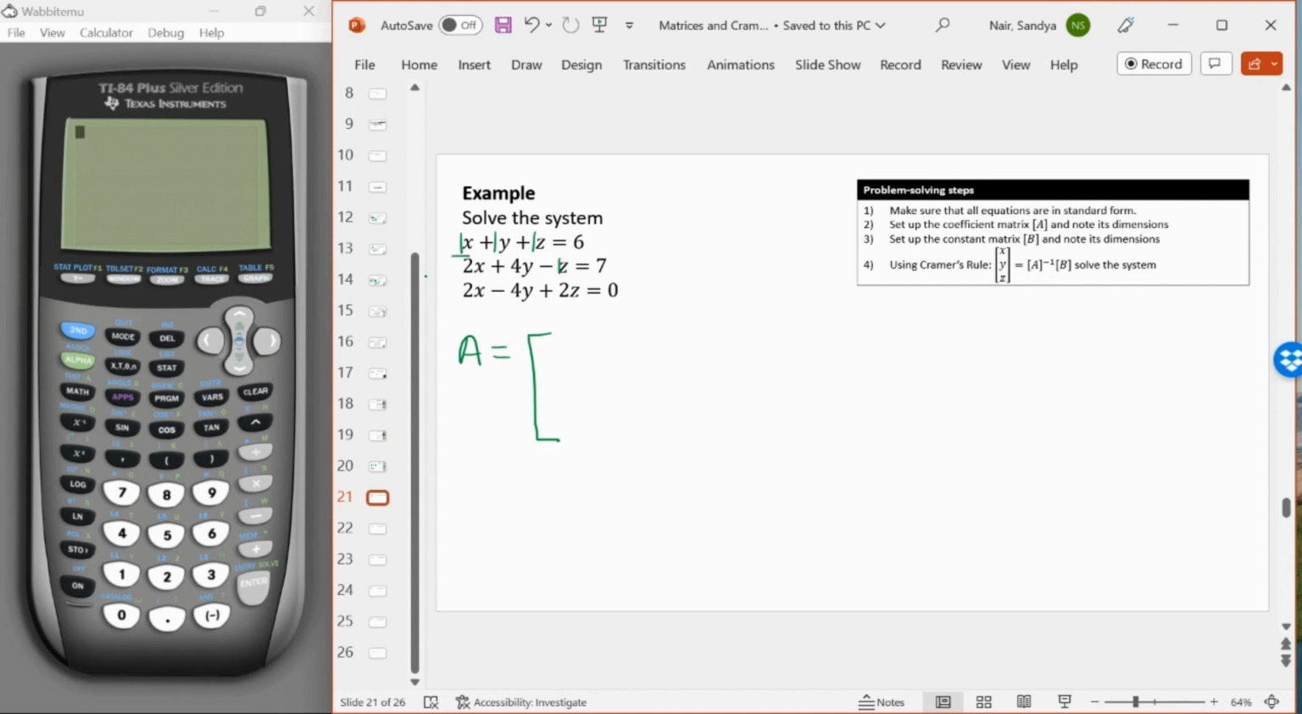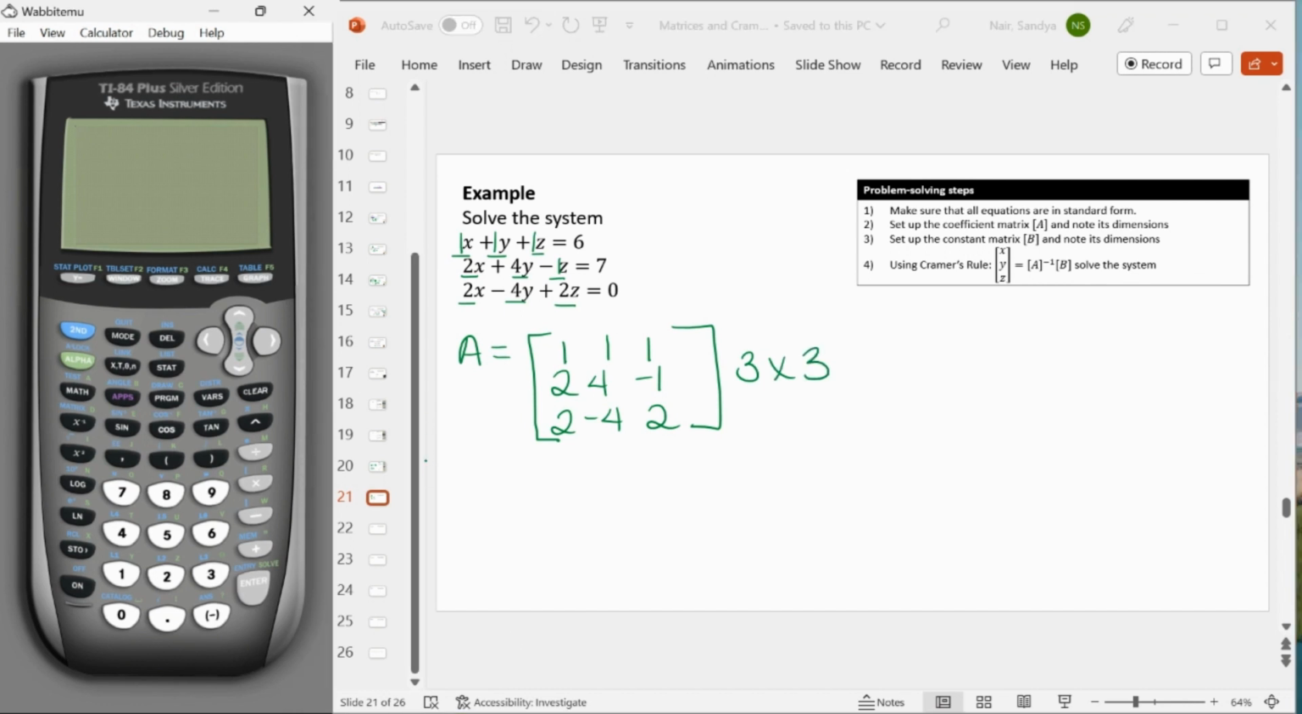So matrix A, remember, it's going to be these coefficients here. So I have 1, 1, and 1. And then I have row 2, which is 2, 4, and negative 1. And then row 3 is going to be 2, negative 4, and 2. And so that is my matrix A, and it has dimensions that are 3 by 3. So now let's write out our matrix B, the constant matrix. So remember, the constant matrix is just going to be all the constants on the right side of our equations. So we have 6, 7, and 0. So this matrix has 3 rows and 1 column, so it is going to be a 3 by 1 matrix.